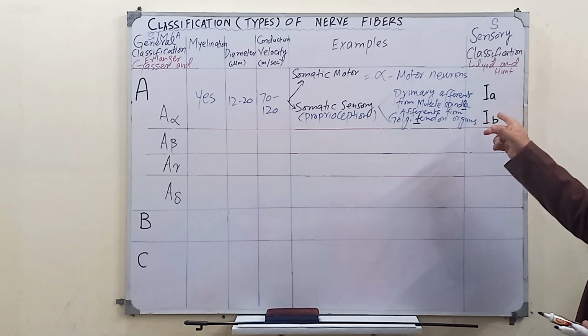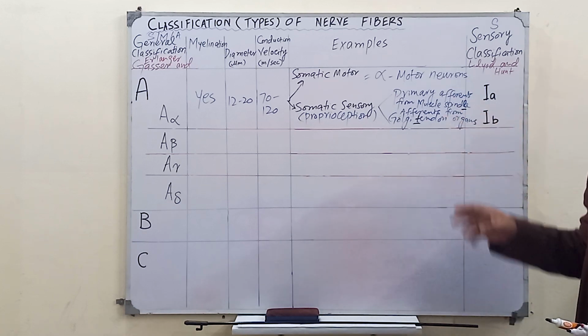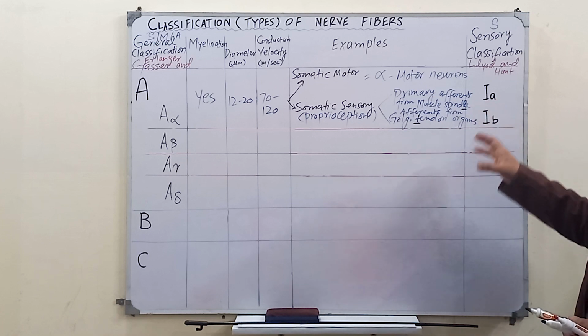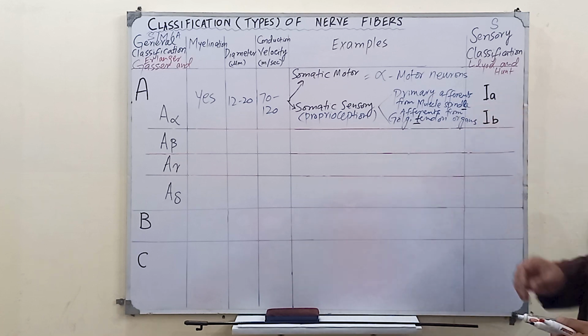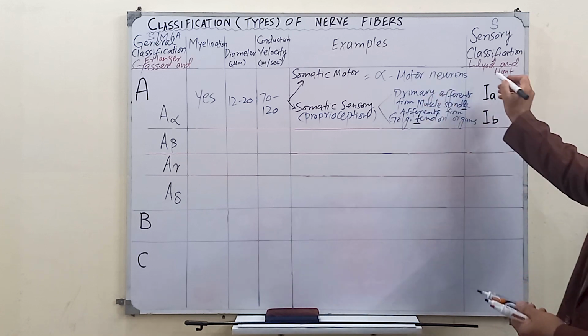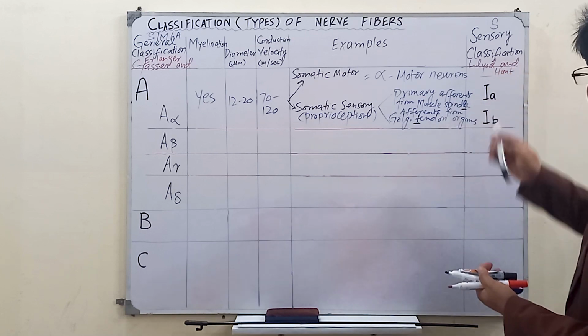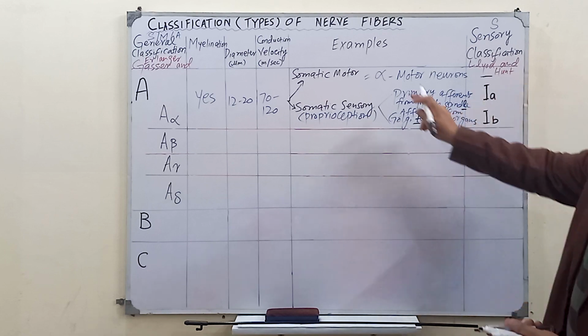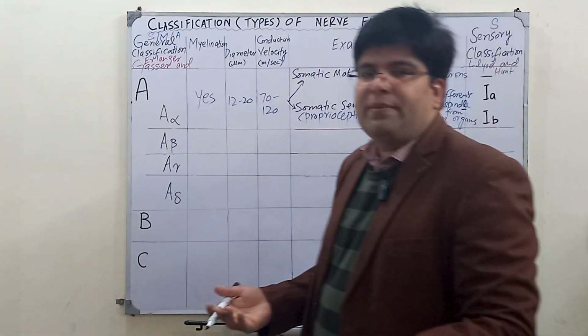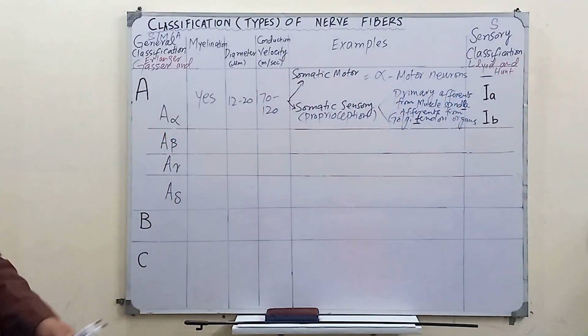So you can see here the Roman numbers 1, 2, 3, and 4 will be used to represent the sensory nerve fibers. What about alpha motor neurons? I will put nothing here, which means that these alpha motor neurons, because they are motor, don't come under sensory category.